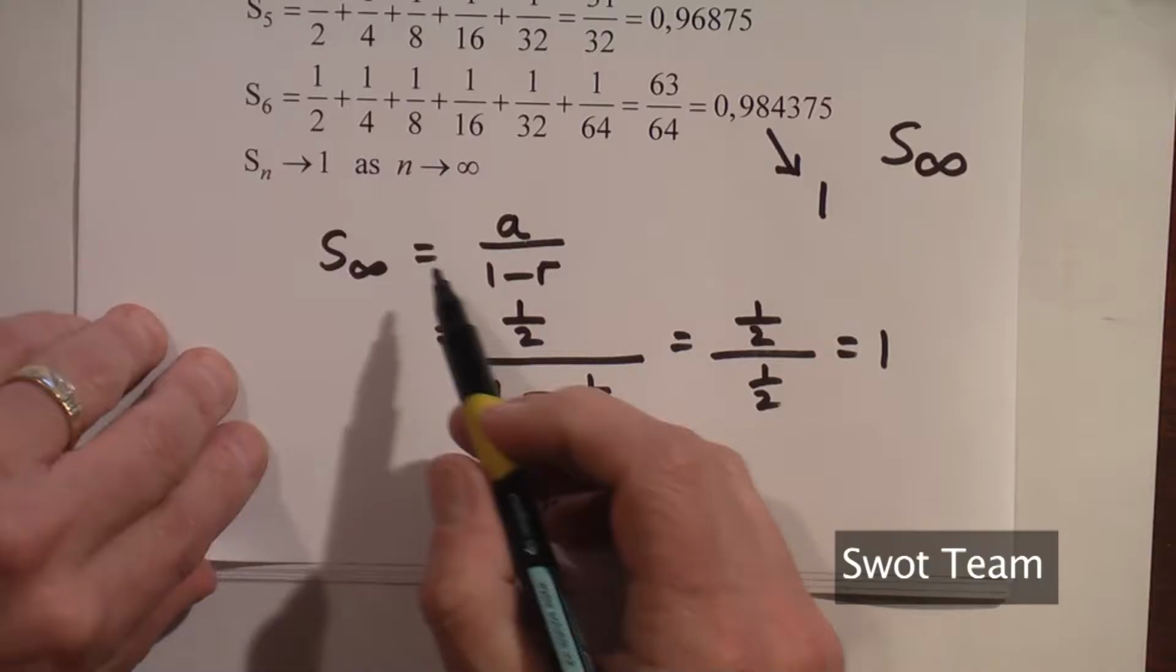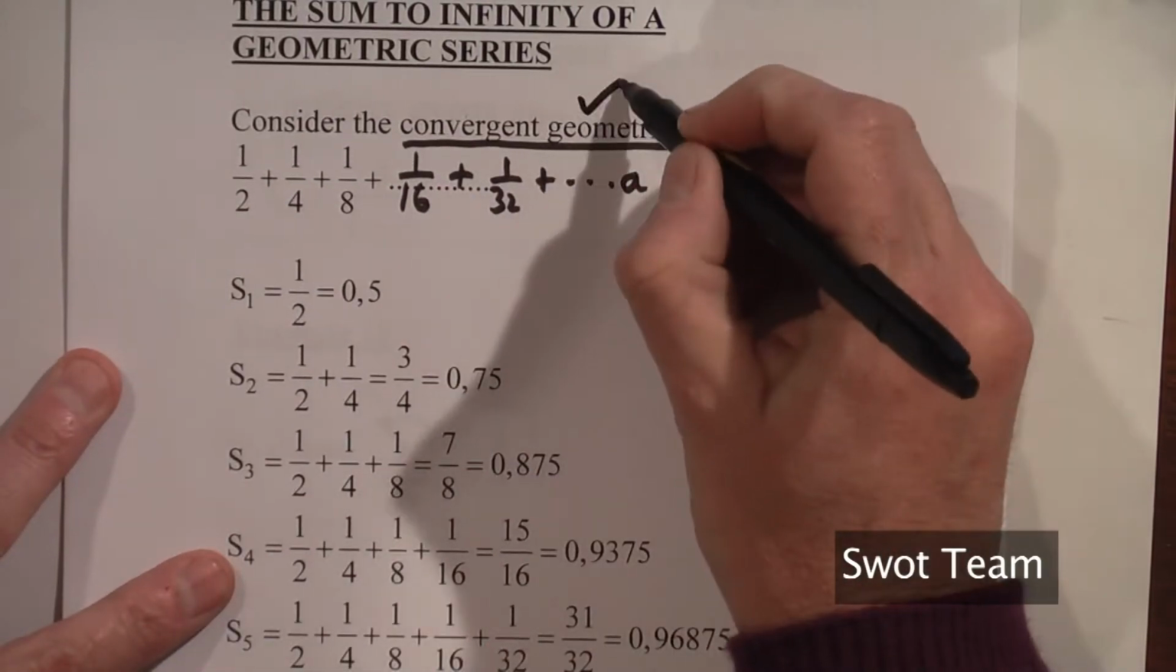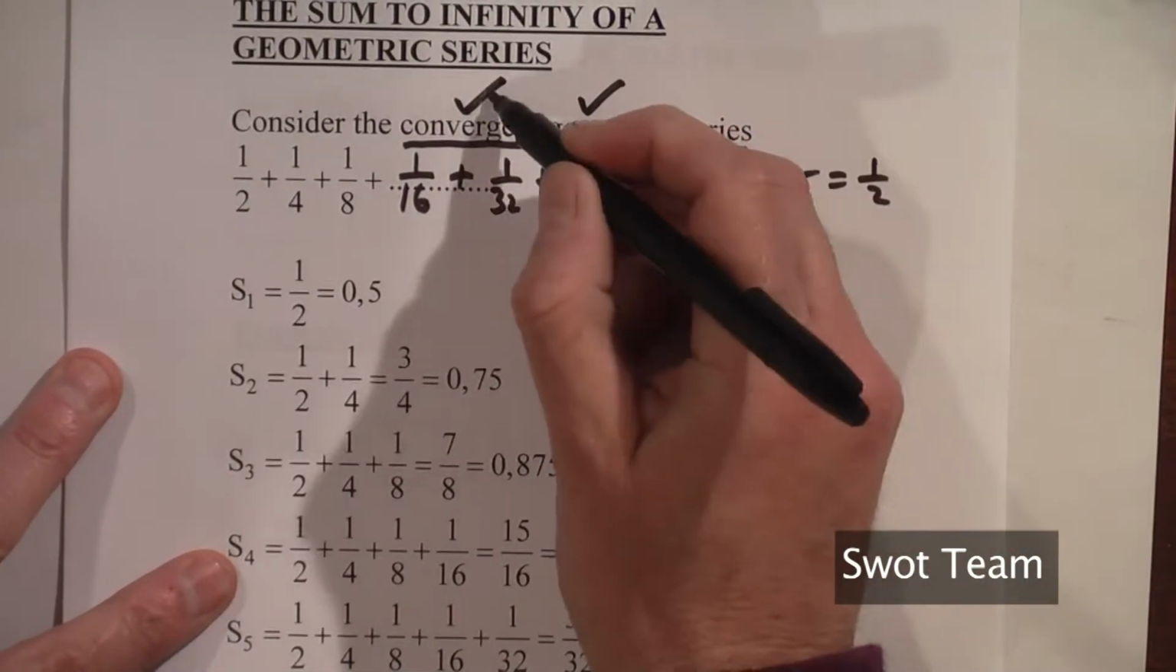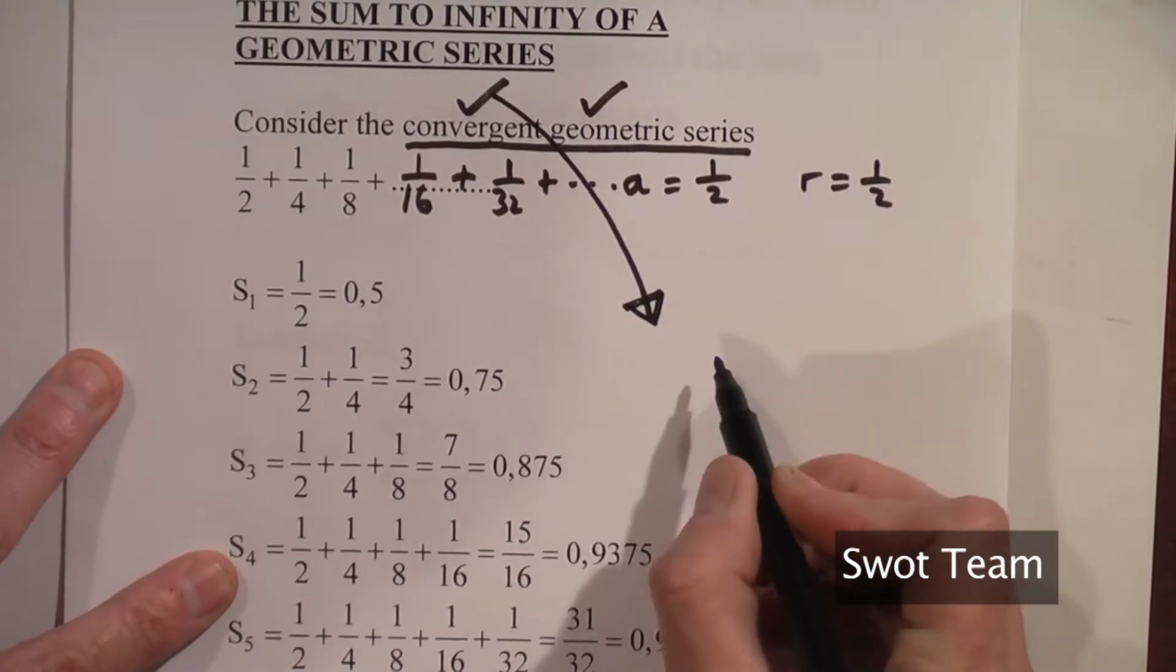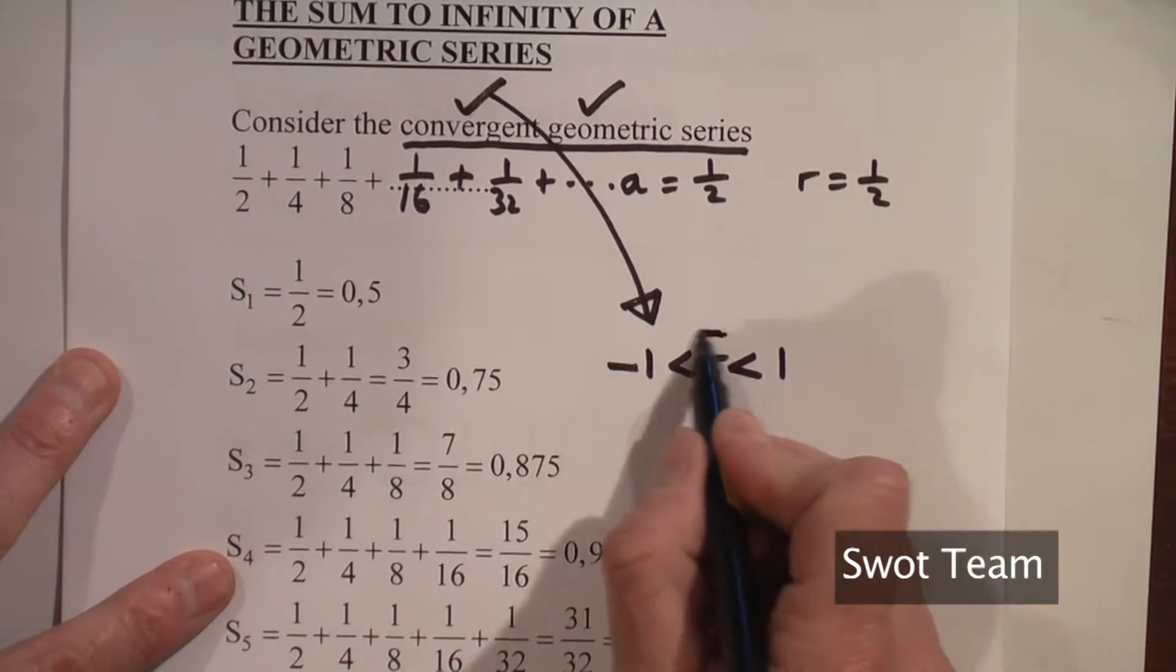So what mathematicians have concluded, and this is very, very important, when you deal with the sum to infinity, it's got to be geometric, very important. It's got to converge, but it converges only if the constant ratio is a fraction between -1 and 1. That's very important.